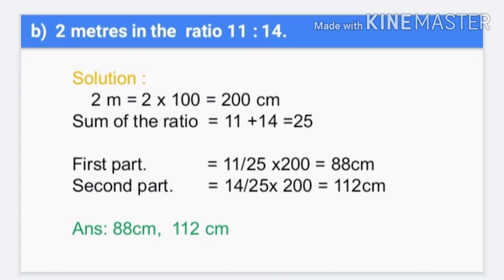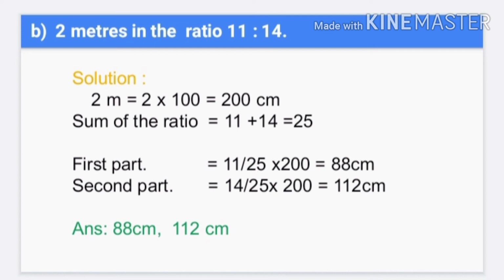For first part, take antecedent and divide by sum of the ratio. So 11 by 25 into 200. Cancel 25 and 200. 25 into 8 equal to 200. Equal to 11 into 8 equal to 88.